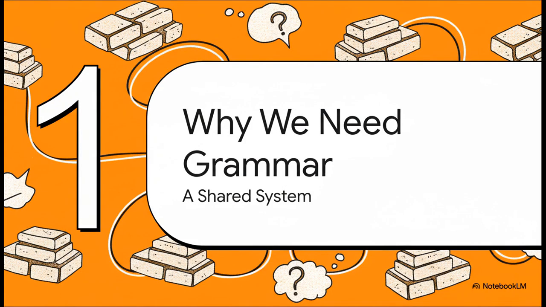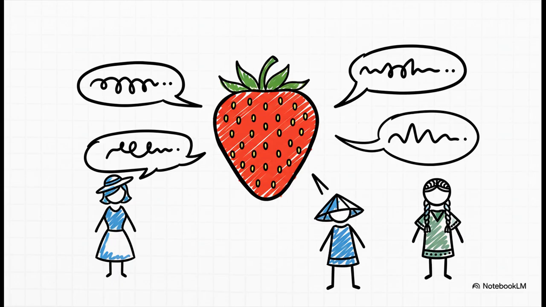So first things first, why do we even need grammar? Well, to get to the bottom of that, you have to wrap your head around a really fundamental and honestly, kind of strange truth about language. The words we use are bricks. They're totally arbitrary. I mean, really think about it. There's nothing about a strawberry that screams strawberry, right? It's just a sound we've all agreed on. Without some kind of shared rulebook to organize these random sounds, communication would just fail. We'd just be making noises at each other and nobody would have a clue what's going on.